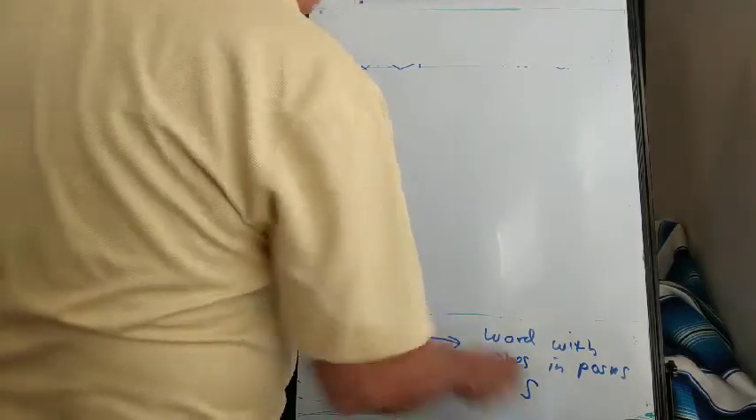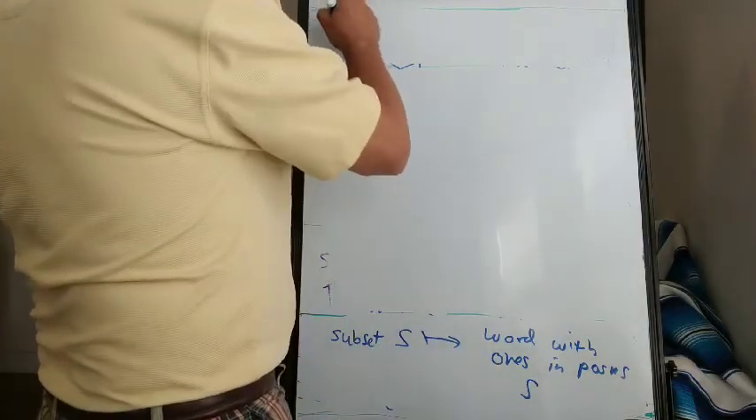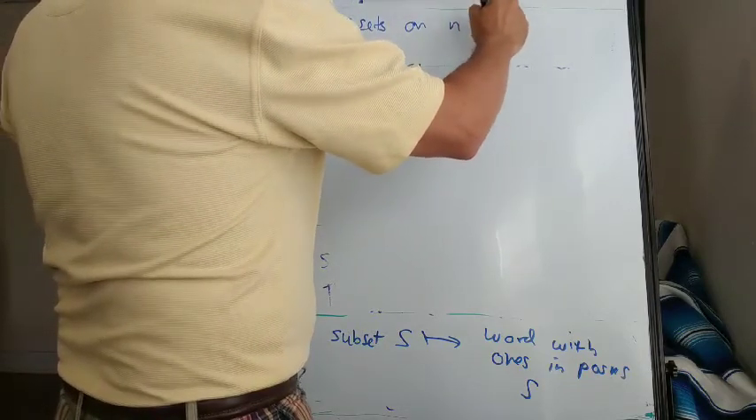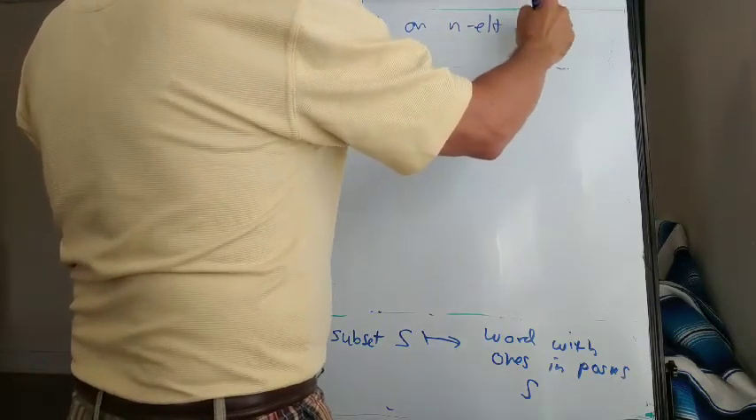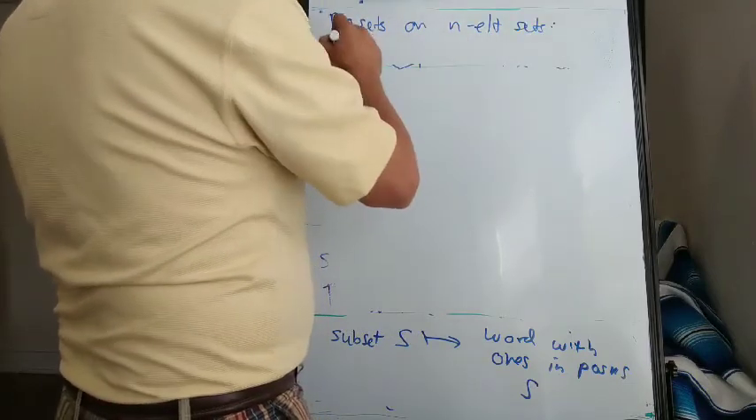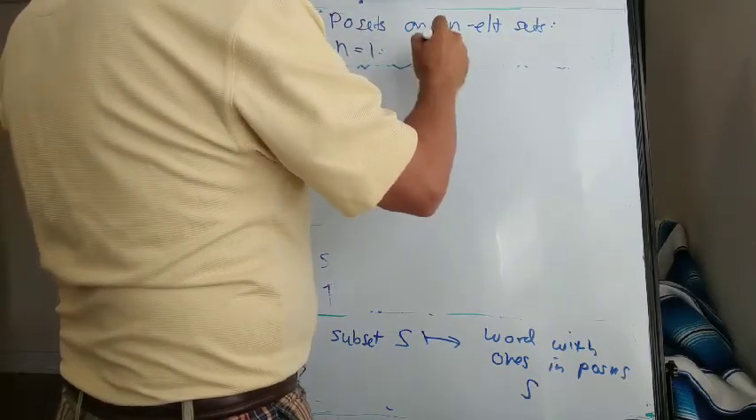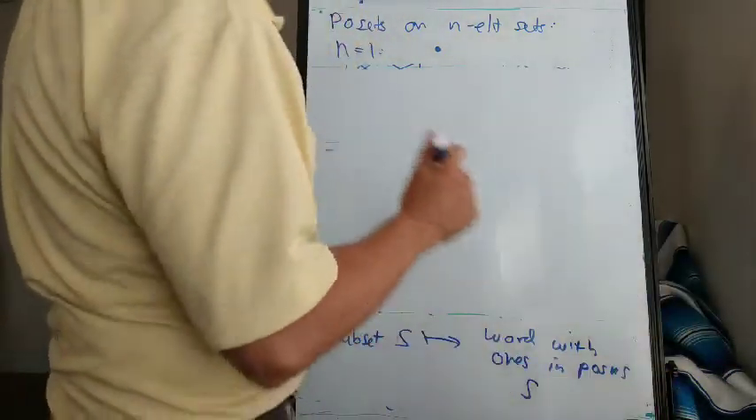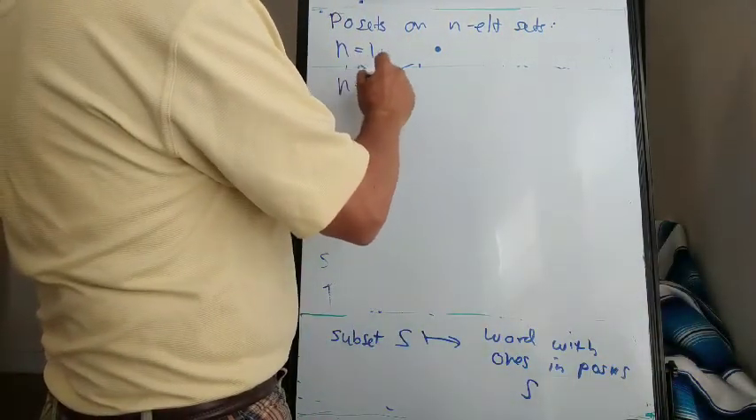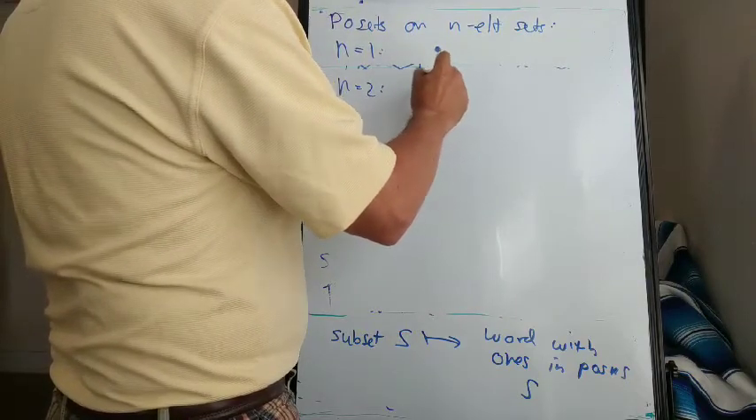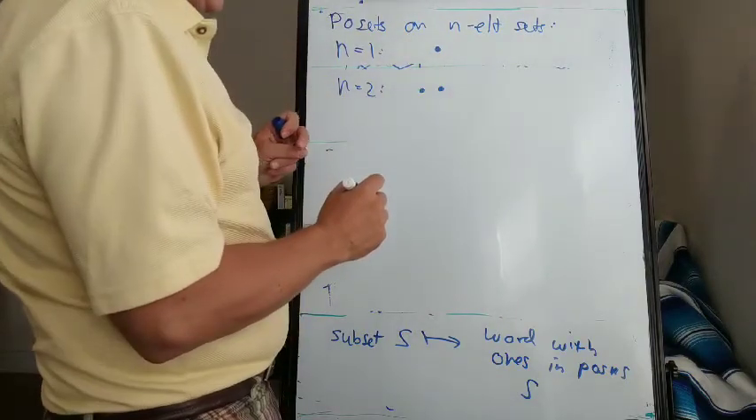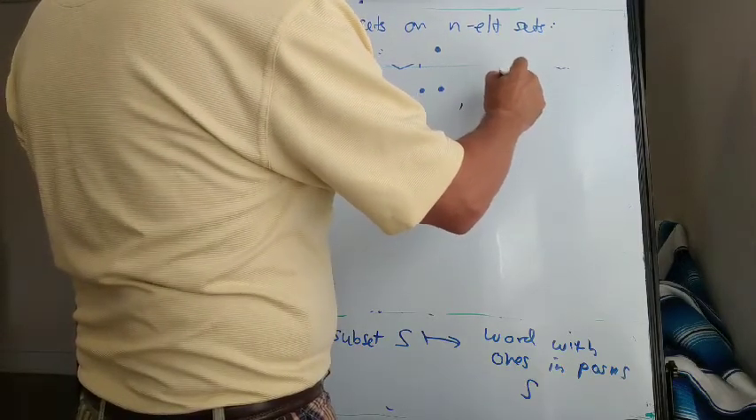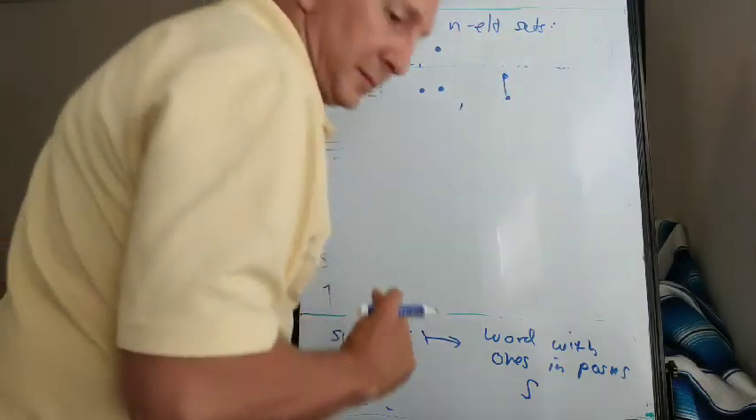So let's start to draw posets on n element sets. If n equals 1, there's only one element, so we can't do much with it. N equals 2, we could have 2 elements, neither of which is greater than or equal to the other, or one element less than the other.